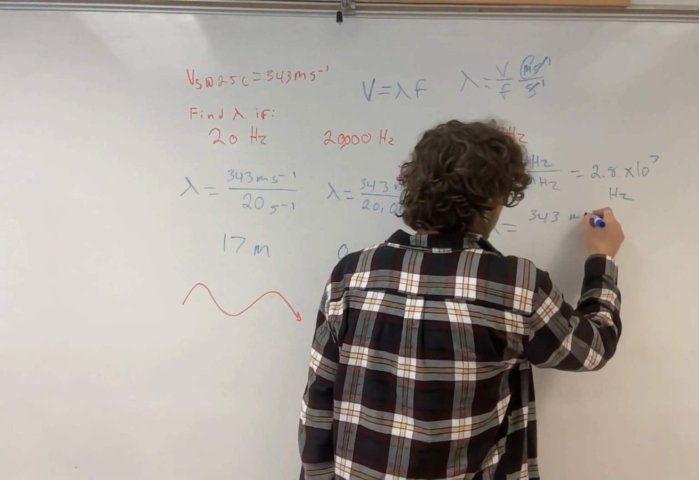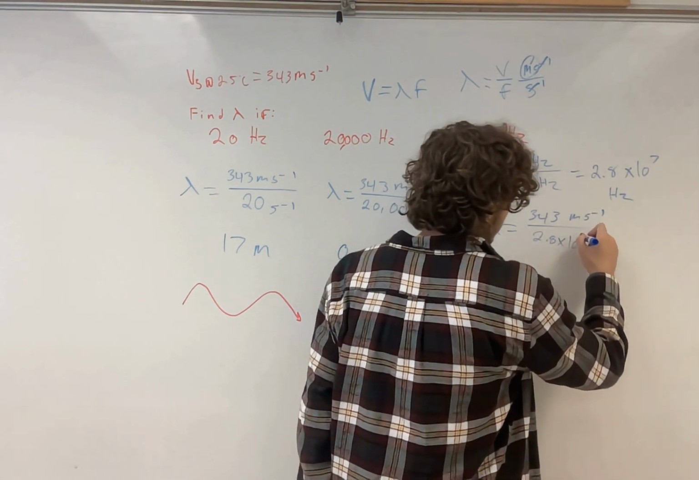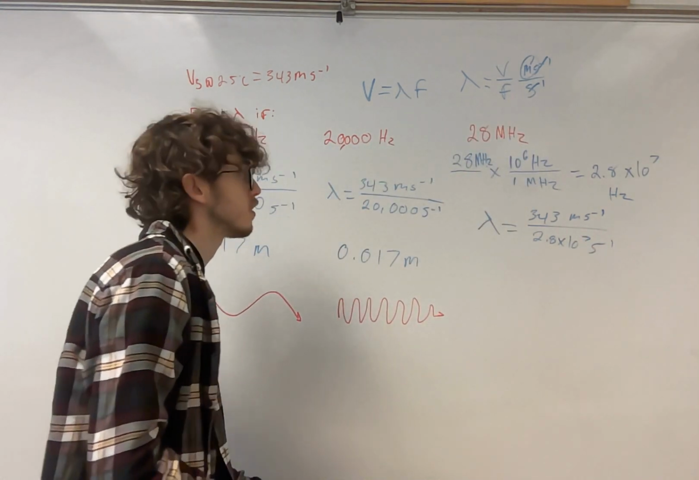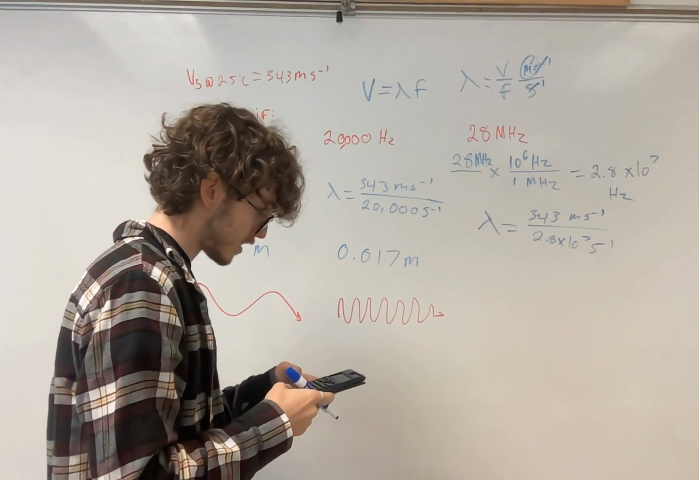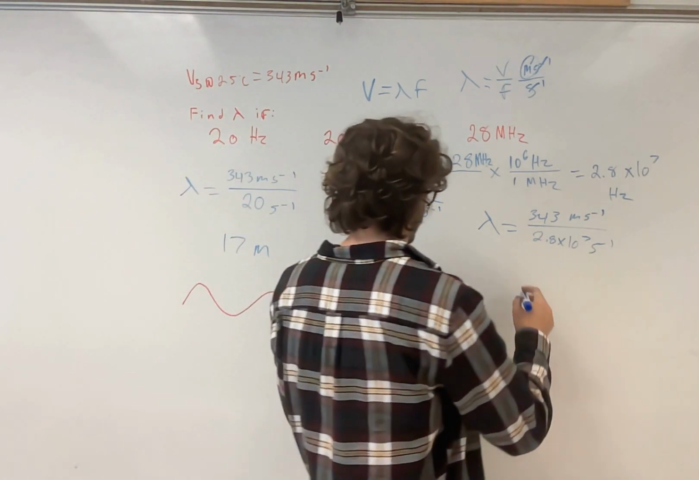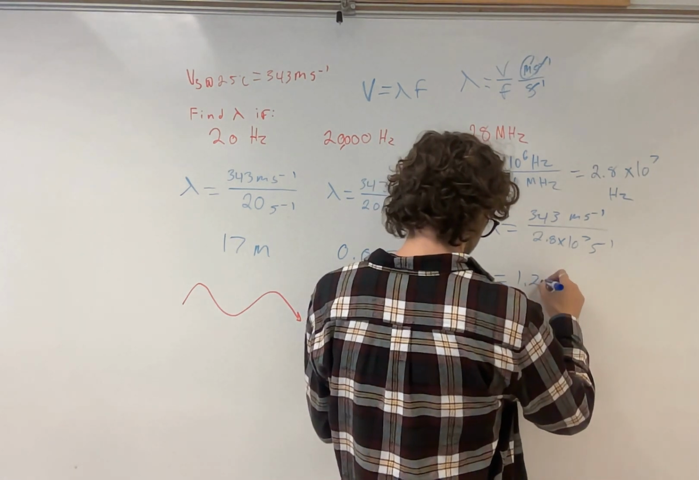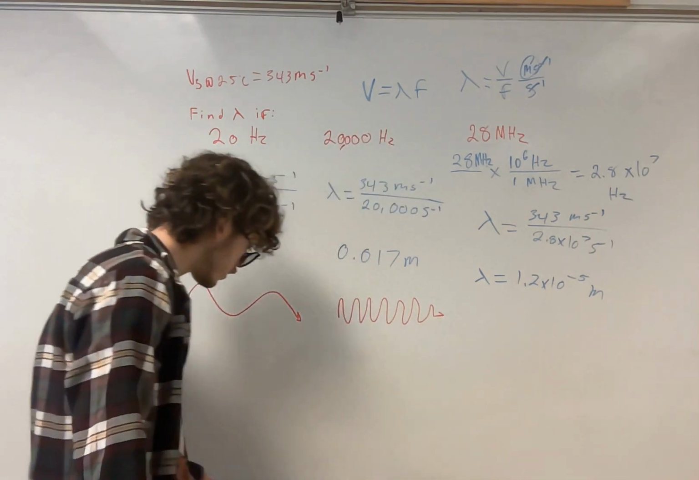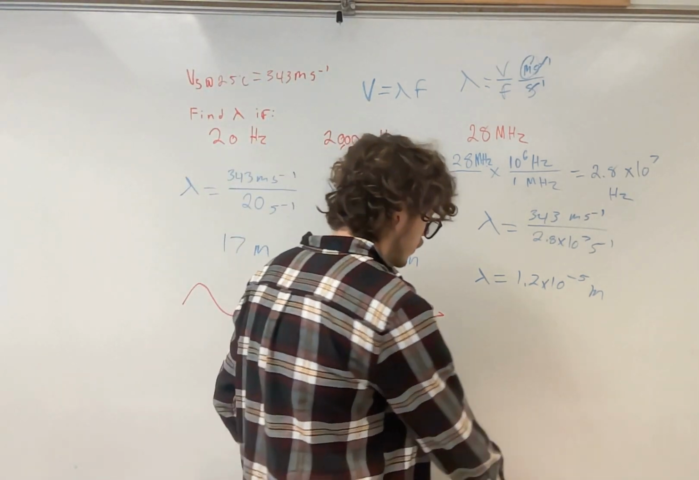343 meters a second over the 2.8 times 10 to the 7 reciprocal seconds. Well, that's going to give us 343 divided by 2.8 times 10 to the 7. We found that our wavelength is 1.2 times 10 to the negative 5 meters. So notice, and I'll go ahead and try and draw that wave. Might not work very well.